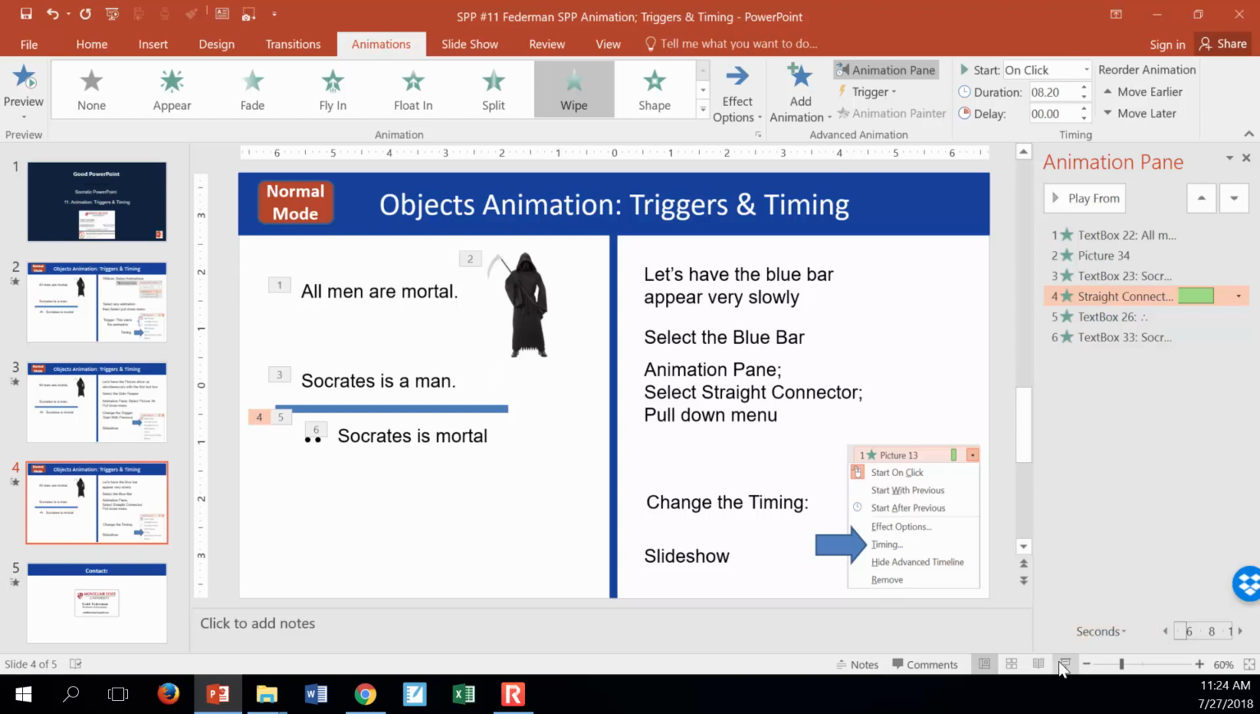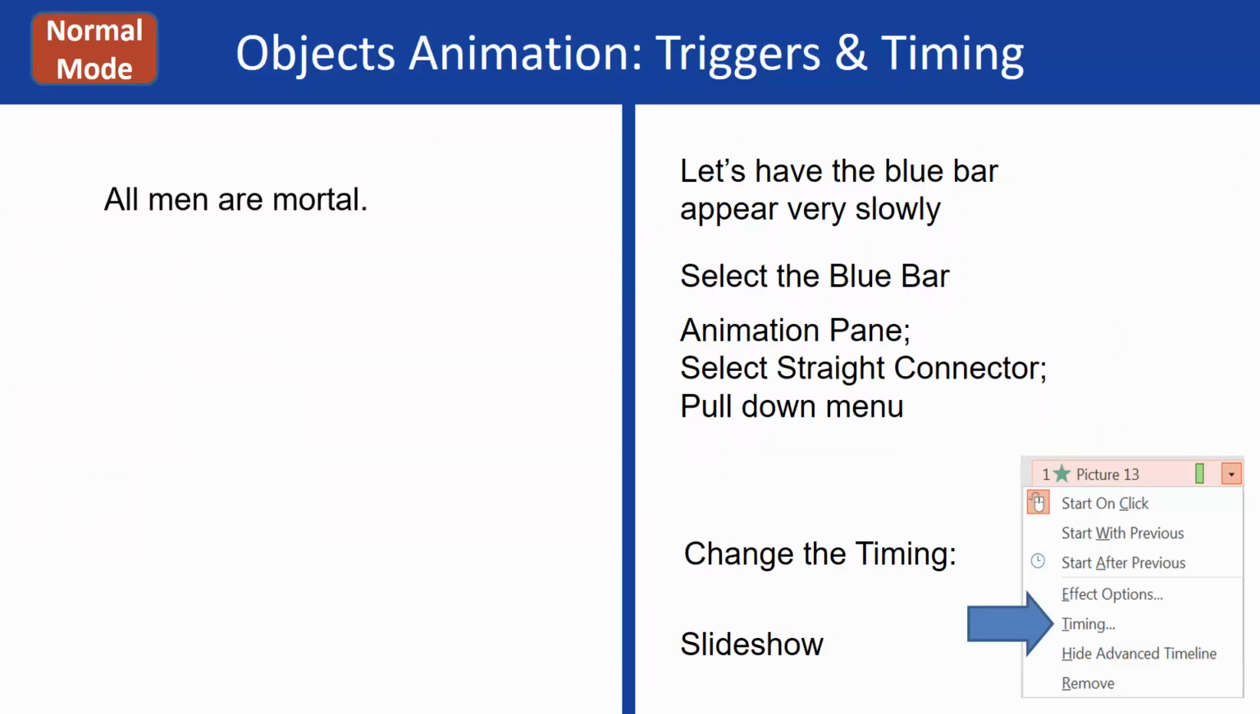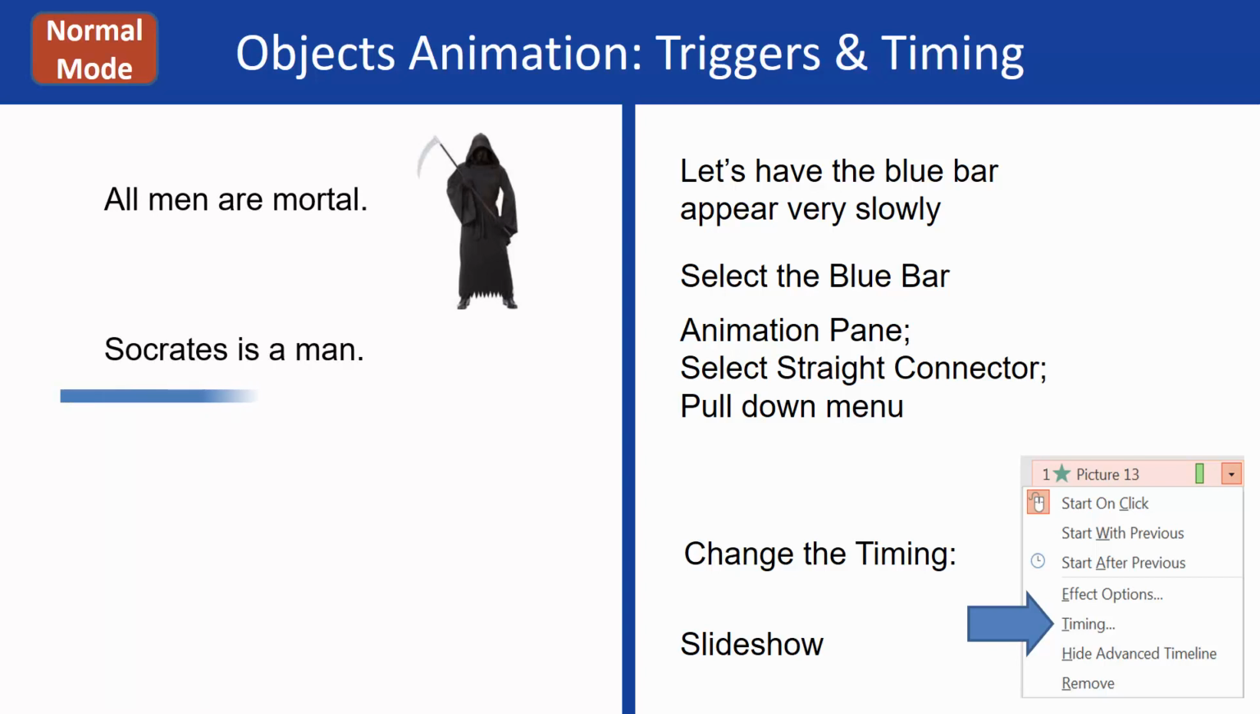Now let's take a look at it in slideshow mode. All men are mortal. Socratic is a man. And now the line is being drawn very slowly. There we go.